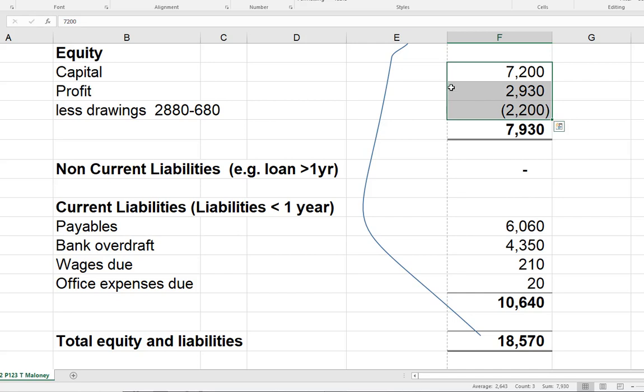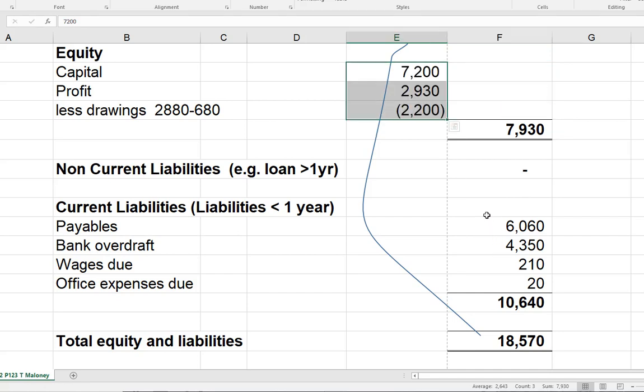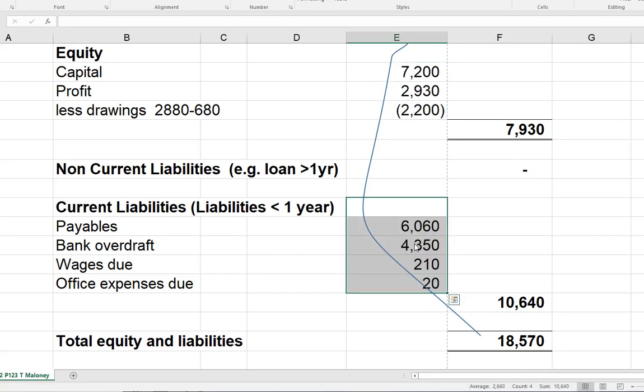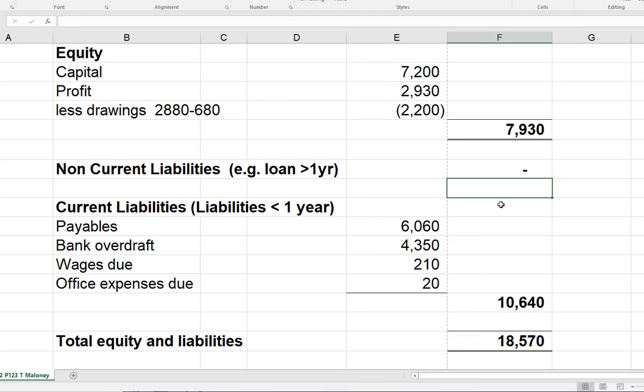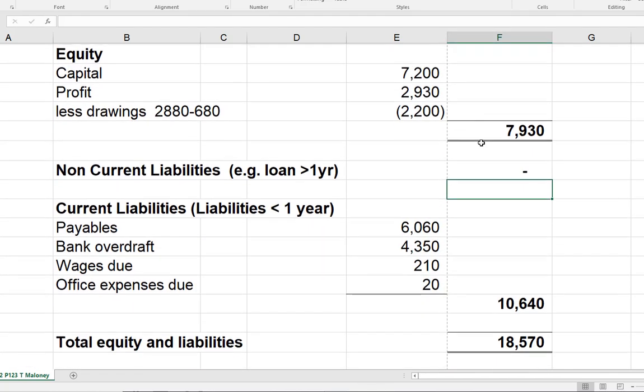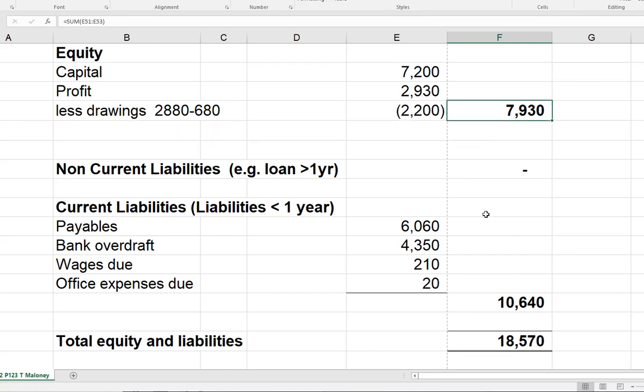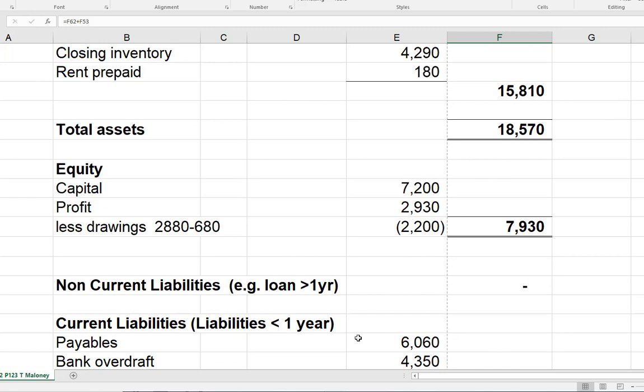And if you wanted, you could have shown them. You could have a subtotal there like that. So our equity adds up to 7,930 plus 10,640 is 18,570. That's it. That's the statement of financial position, and we know it's right or somewhat right because the total of our equity and liabilities matches the total of the assets. So thanks for listening, and see you later.